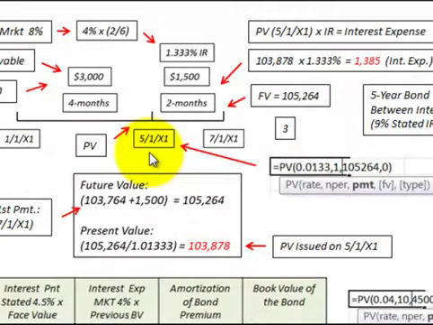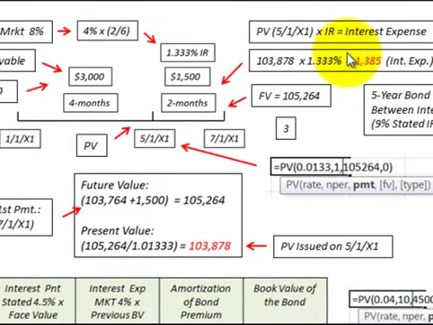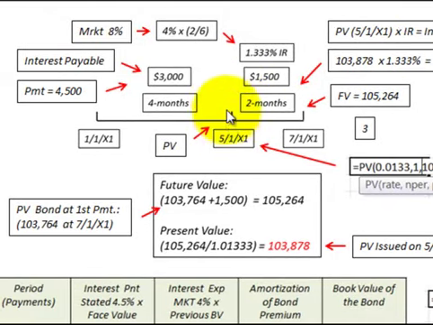Alright, here we're going to determine the present value of the bond when it's issued here on May 1st, and also determine the interest expense for the period. So when we're dealing with bonds that are issued between interest dates, we have to break up that interest payment amount. In this case, the payment was $4,500, so the first 4 months represents 2/3 of the payment, or $3,000, and then the 2 months after the issue date here represents $1,500.